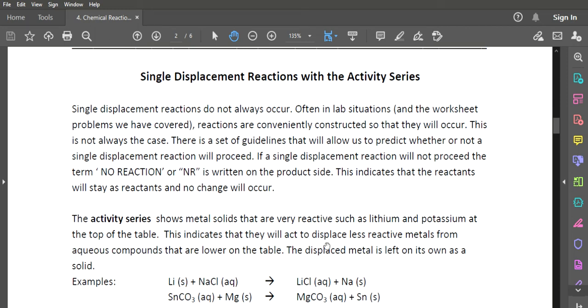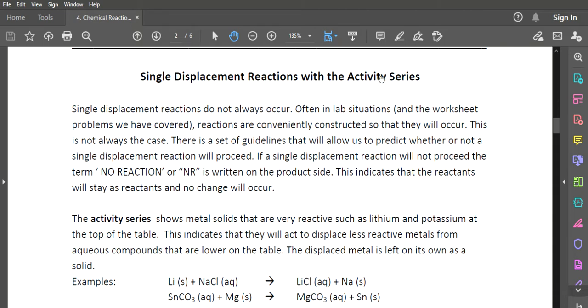So we're going to look a little bit closer at single displacement reactions. We've kind of been programmed to think that if we write a few reactants together with an arrow, something always has to happen. We're just going to see why things do happen that way sometimes, and other times maybe no reaction actually does occur.